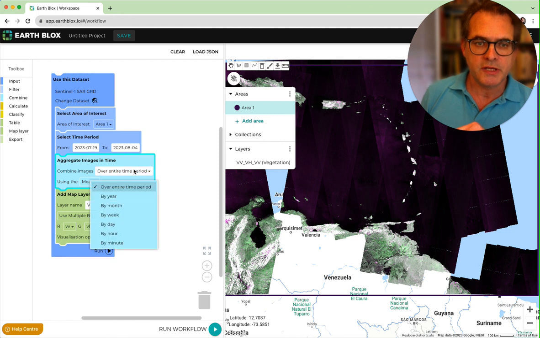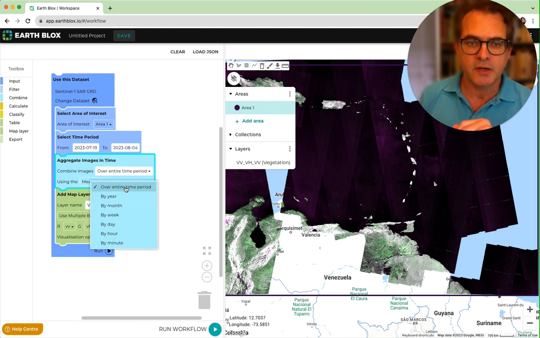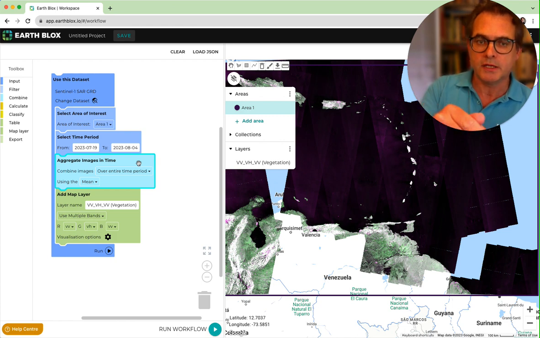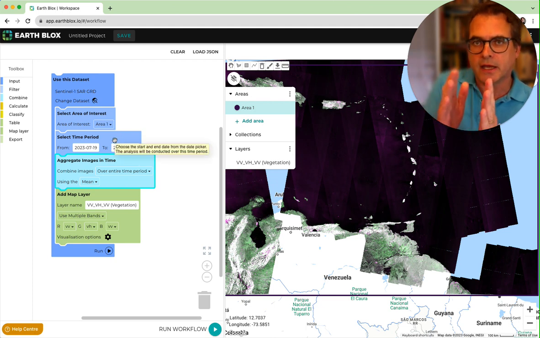Now you have another option here. That's for over the entire time period. But you can see we also have an option to break it down by time period, so by year or month, week, day, hour, minute even. In the next lesson, we'll look at how we can use that to create animated time series. So we can take a longer time period in terms of the collected data, but then cut that into smaller chunks and look at how things change over time.